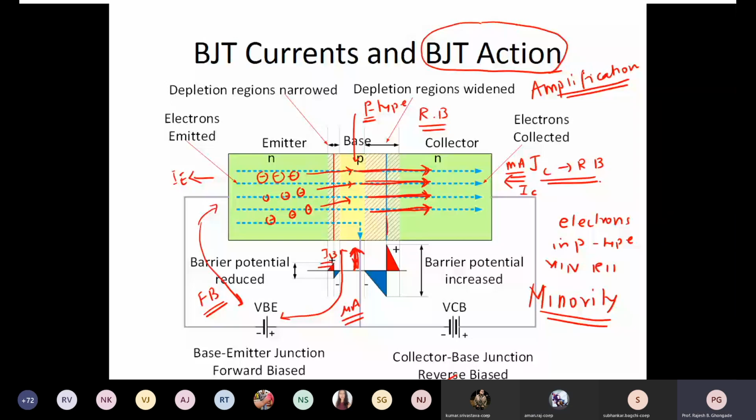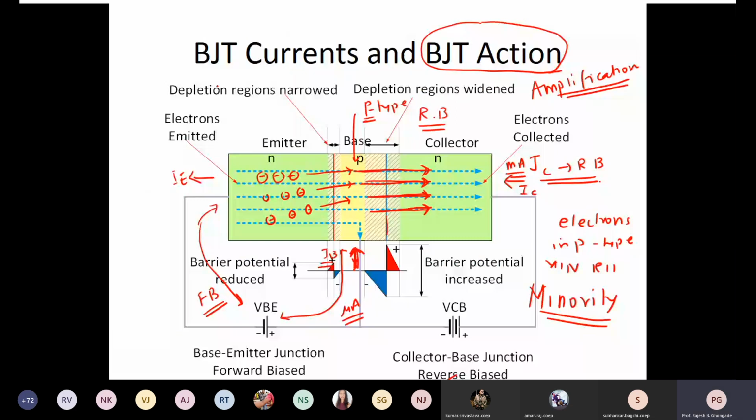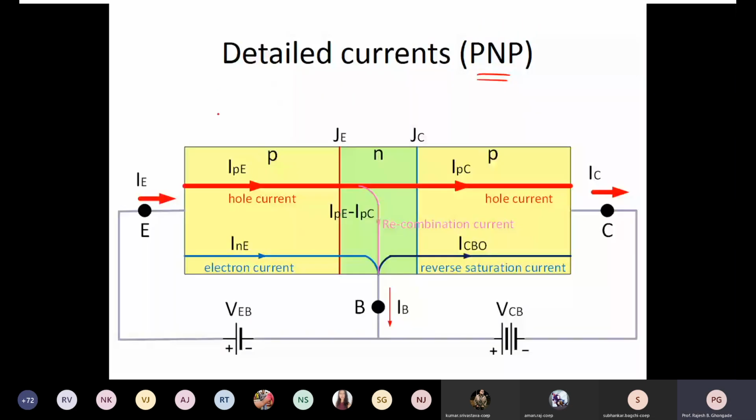So, have you understood the BJT action? Yes, sir. Okay. Let us have a detailed look at the detailed currents in case of PNP, for example. So, in case of a PNP device, what exactly is happening there? Remember, it is PNP. What we talked about earlier was NPN. I don't want to confuse you, but at the same time, I want you to look at it at all the 360 degrees. Not only NPN, PNP also.